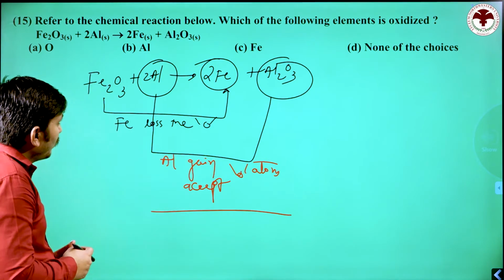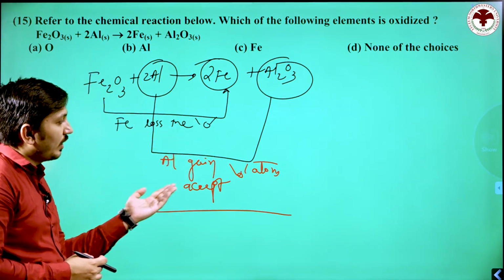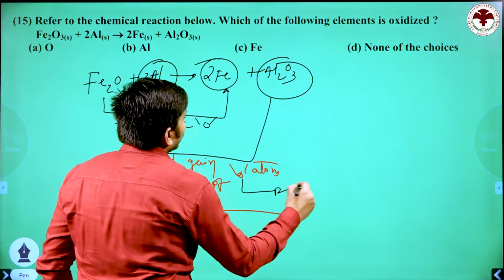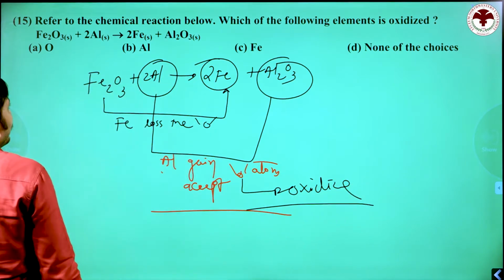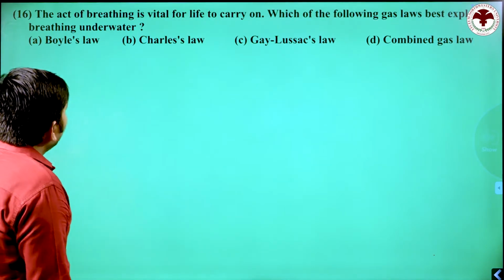So, who is oxidized? Sure, aluminium, because aluminium gains the oxygen, so it is oxidized. So what is the correct option? Yes, aluminium is oxidized. Simple question. Now move to the next question.